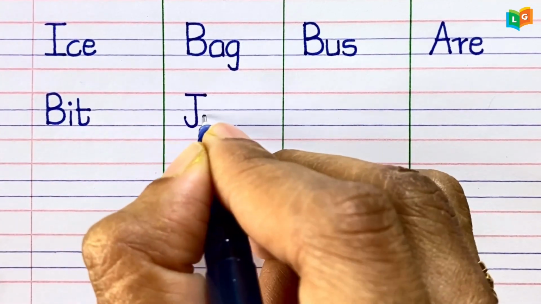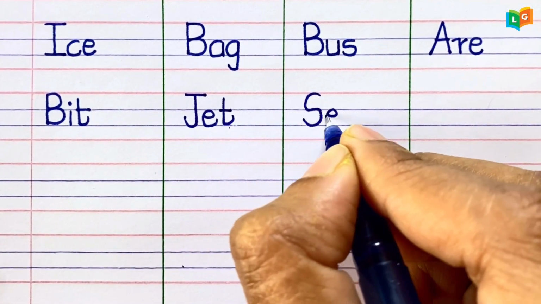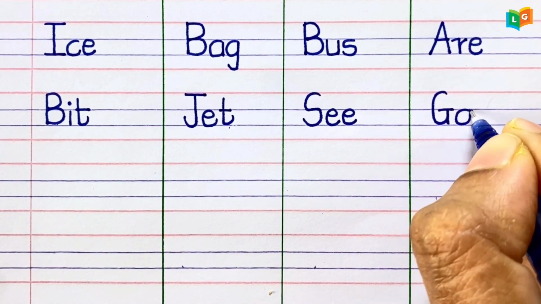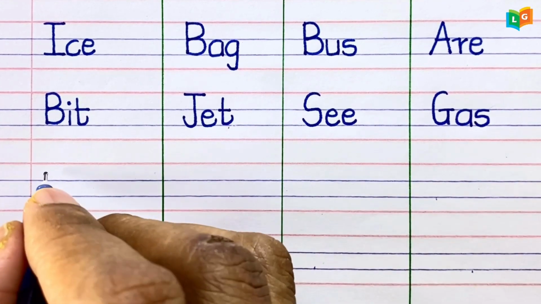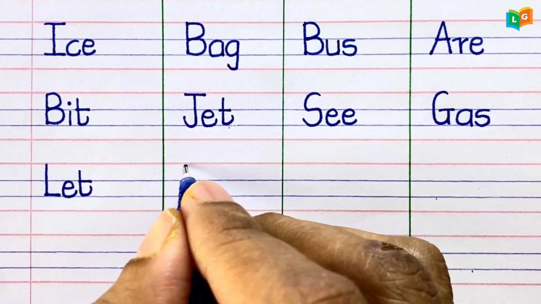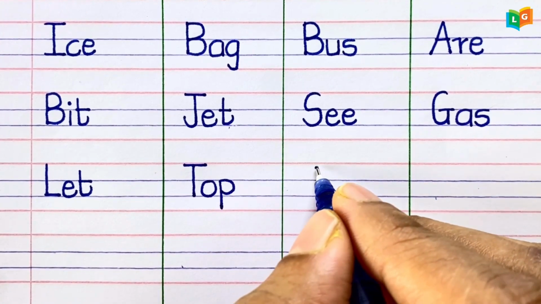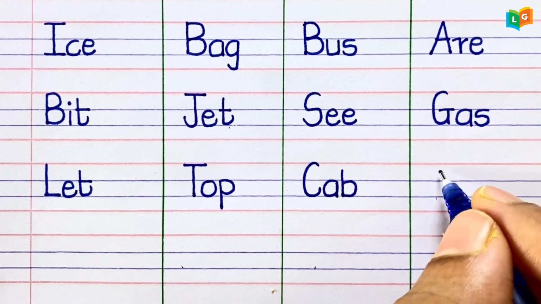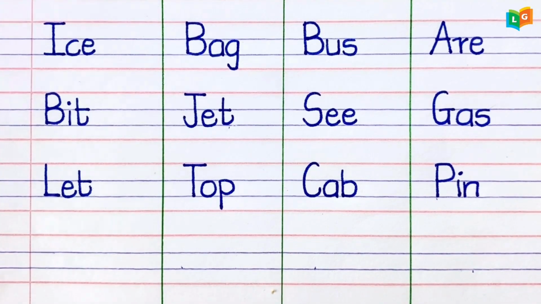B-I-T, bit. J-E-T, jet. S-E-E, see. G-A-S, gas. L-E-T, let. T-O-P, top. C-A-B, cab. And the last, P-I-N, pin.